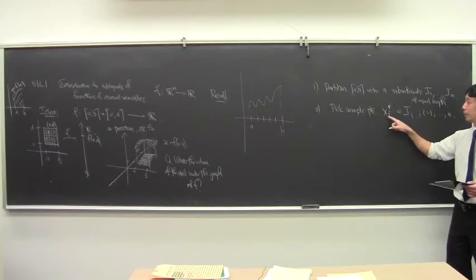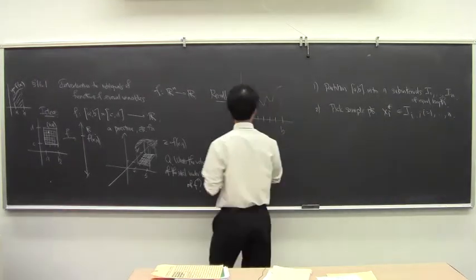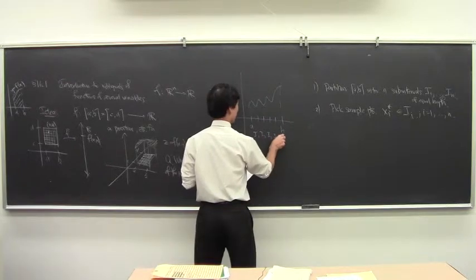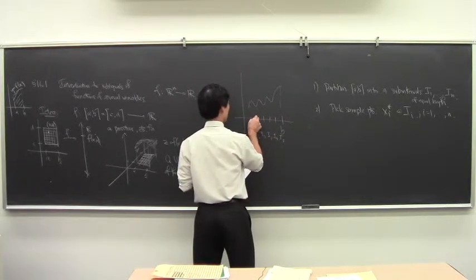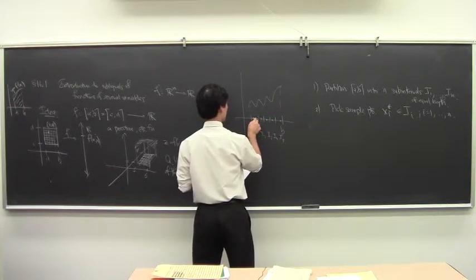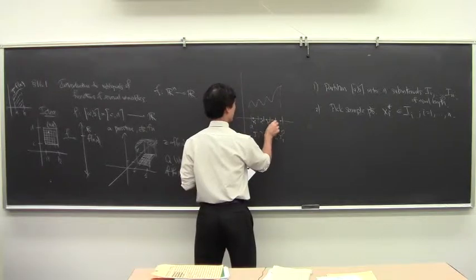So we're going to pick these sample points. They call it x_i star. So here is my I1, I2, I3, I4, I5. And I'm going to pick sample points however I feel like. This is going to be my x1 star, x2 star, x3 star, x4 star, x5 star.